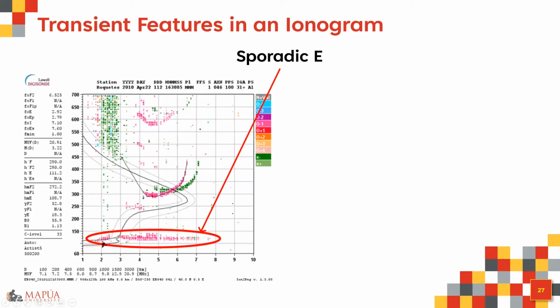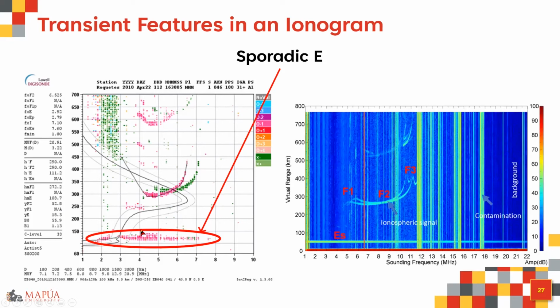Okay, sometimes this sporadic E is so strong that even for higher frequencies, the sporadic E layer actually reflects all of it. Therefore, no F layer can be traced or detected from the ionogram. Okay, this is another example of that.